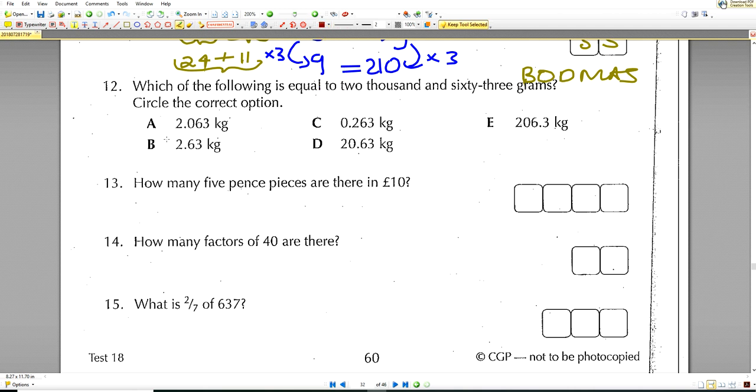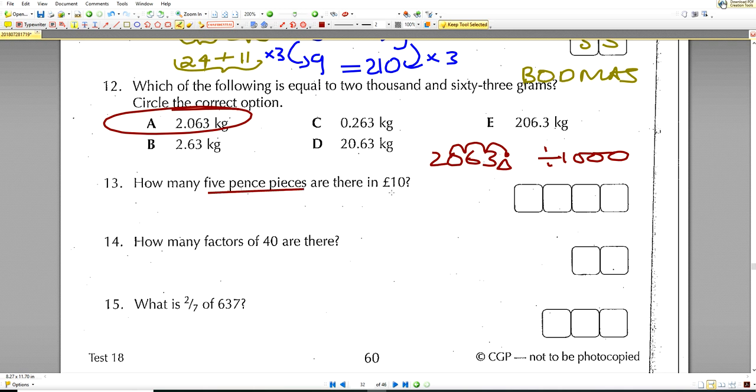Circle the following. Which of the following is equal to 2,063 grams for question number 12? We got 2,063 grams. All of these are in kilograms. Put the decimal point at the end. Move back by 3 because we're going to divide it by 1,000 to change into kilograms. So that'll give us A.